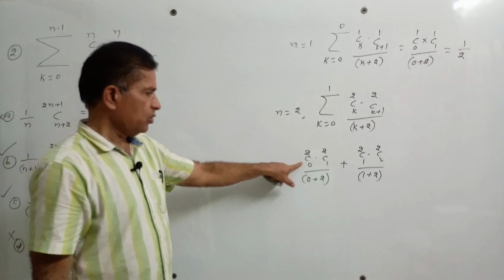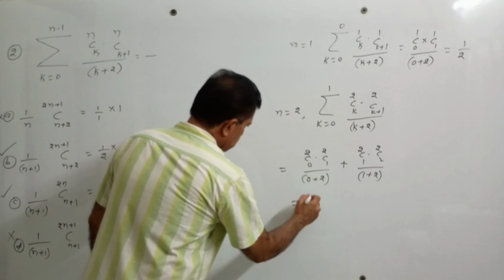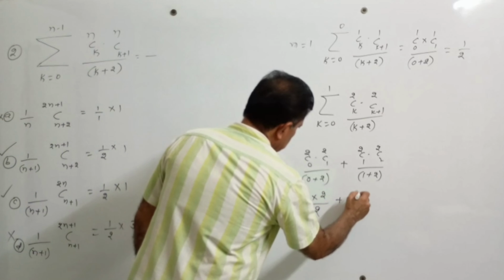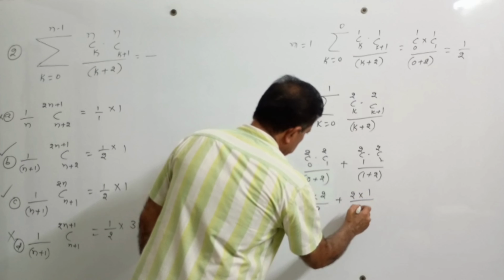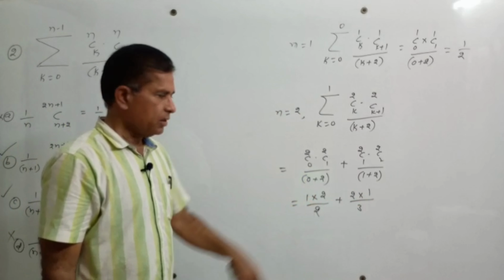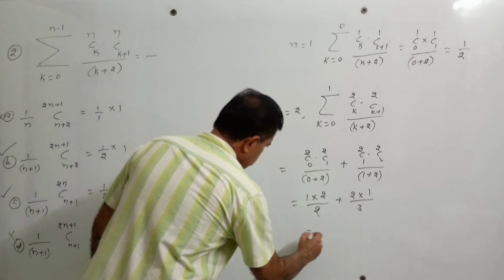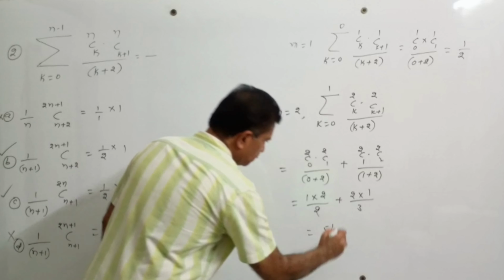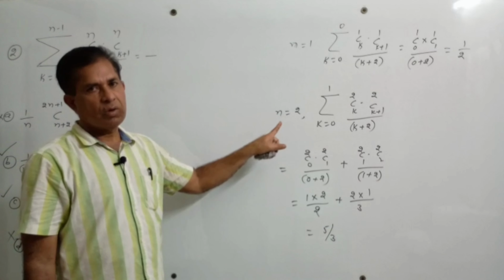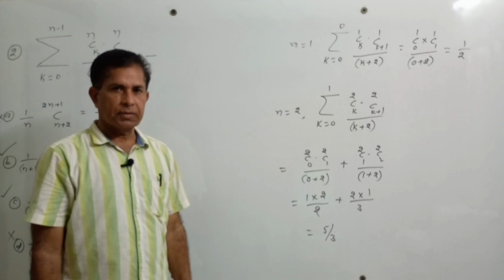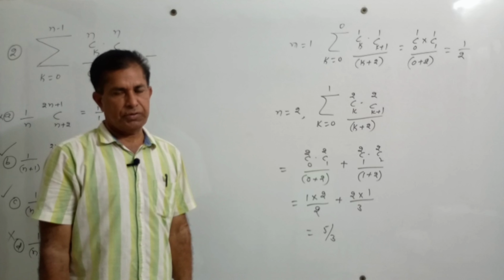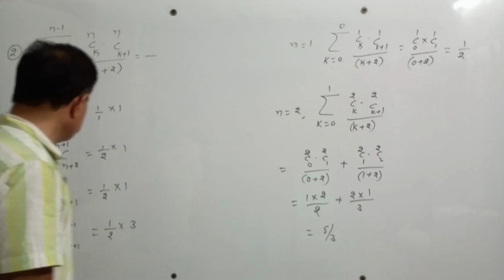We know 2C0 is 1. 2C1 is 2 by 2. 2C1 means 2, 2C2 means 1, by 3. So common factor 2's will get cancelled. Taking LCM 3, plus 2, that becomes 5 by 3. So for n is equal to 2, the value of the summation becomes 5 by 3. Now let us see whether B option is the correct option or C option is the correct option.